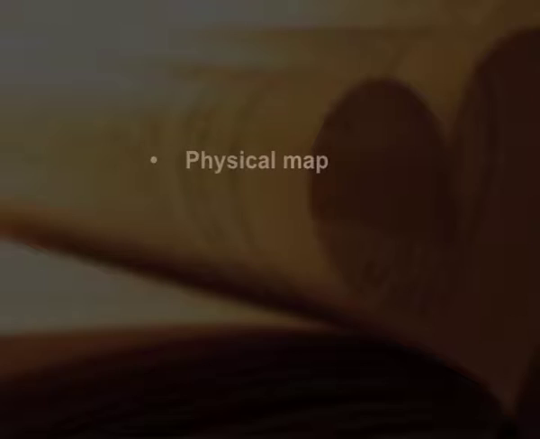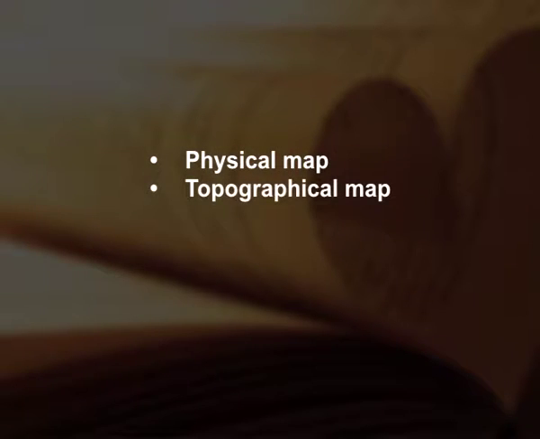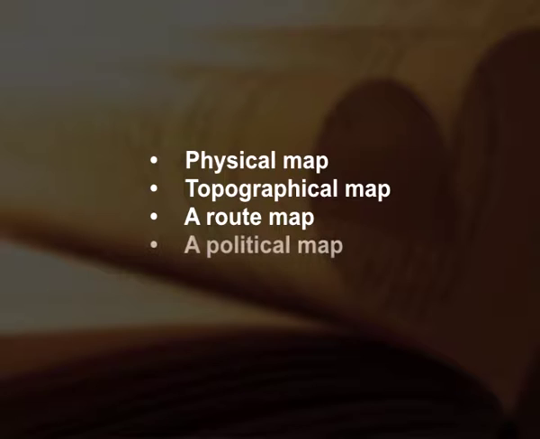A map is a pictorial representation of Earth showing physical features, cities, roads, etc. It is an important source for historic investigation. Various types of maps are available. They are physical map, topographical map, route map, political map, historical map, and so forth.